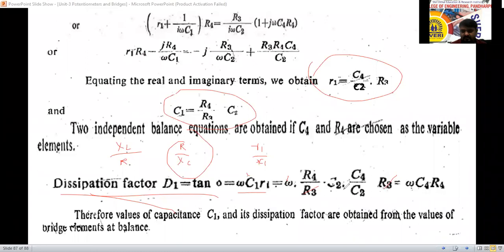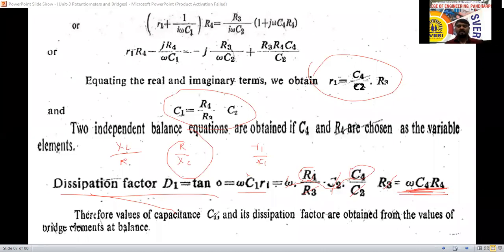Yes. They cancelled, right? This R3 and this R3. The term left is R4 C2 C4. R4 also cancelled? No, it is omega C4 R4. This C2 gets cancelled here again. So this omega C4 R4 is what we call the dissipation factor. The capacitor will dissipate, so the dissipation factor comes for capacitor measurement. The quality factor comes for inductive measurement.